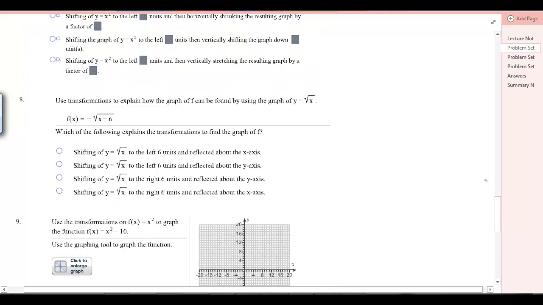All right, number 8, same thing. We've got negative square root of x minus 6. So our x minus 6 tells us what? That we're going to go to the right 6. The negative out front says that we're going to be reflected over the x-axis. Remember, we're going to go upside down. So let's see. These two say right 6 units. This one says reflected about the y. This one says reflected about the x. All right.